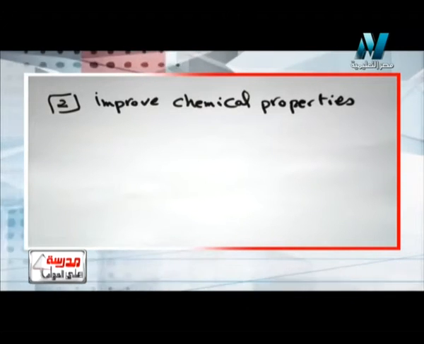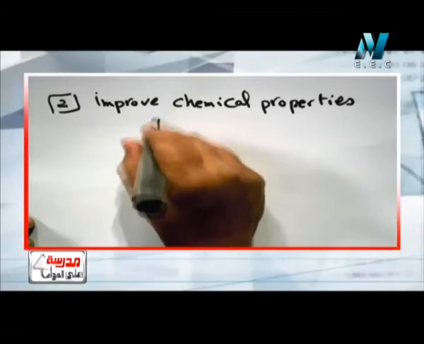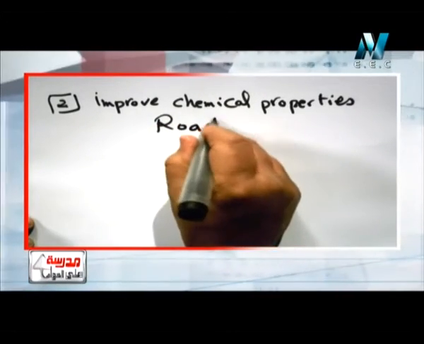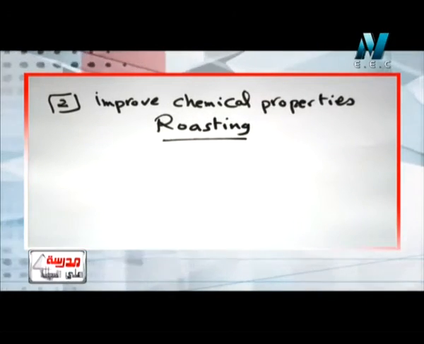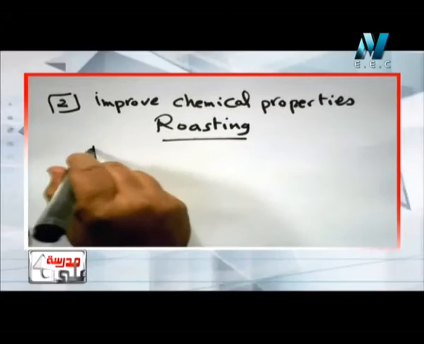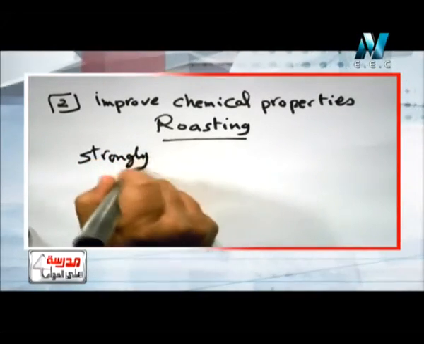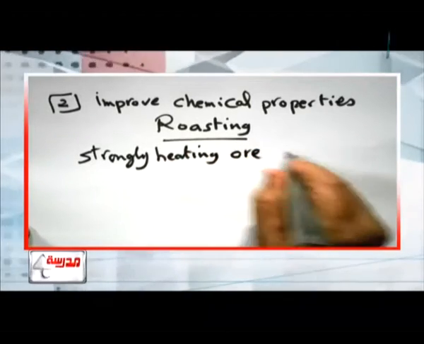To improve the chemical properties, we used roasting. The process is called roasting. As you know, roasting is strongly heating iron ore in the air. Roasting means strongly heating iron ore in the air. So roasting is strongly heating the ore in the air.